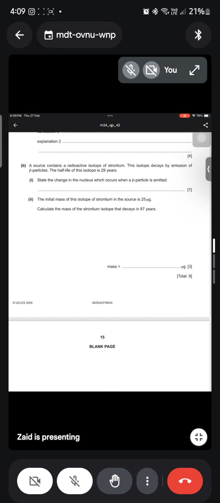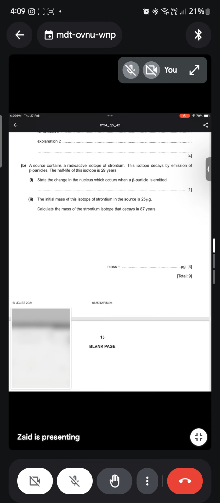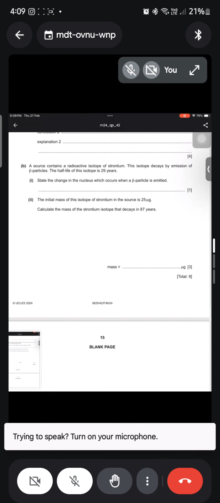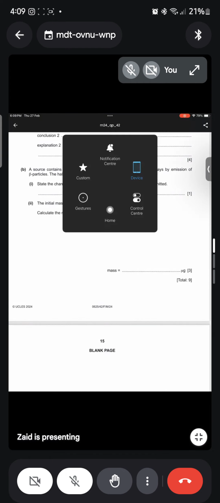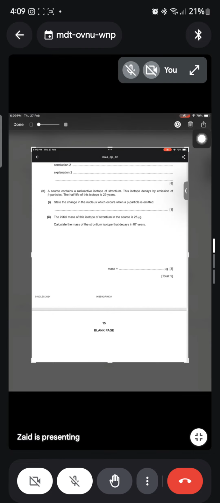The half-life of the isotope is 29 years. And the initial mass of the strontium is 25 micrograms. I want to find how much mass will be left after 87 years. So let us first find the number of half-lives. I can just divide 87 by 29 to find the number of half-lives. Sir, 3. 3 half-lives. Okay.